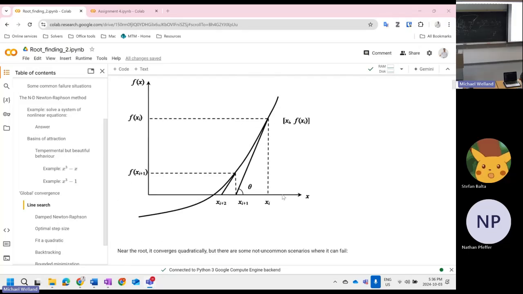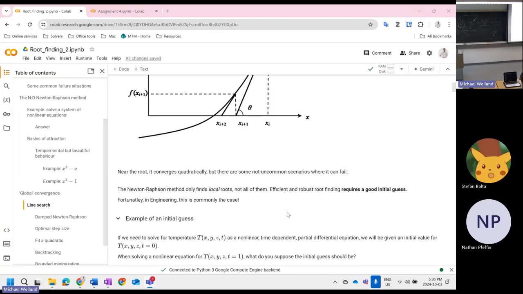So we start off at an initial guess. We go up, we find the tangent, follow it down, up, down, up, down. Good. Near the root, it converges quadratically, but there are some not so uncommon scenarios where it can fail, and it can fail pretty nasty. Newton-Raphson method only finds local roots and not all of them. With polynomial root finding, we can numerically find all of the roots. With Newton-Raphson and any of these iterative techniques, you're only finding the local one, and you really need that good initial guess.